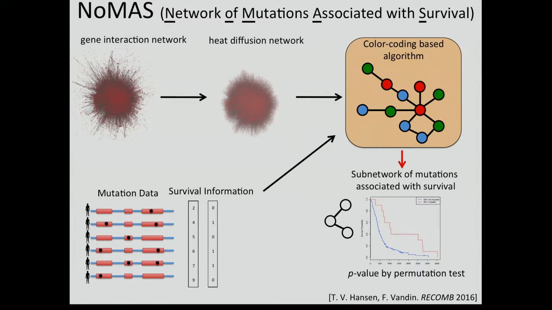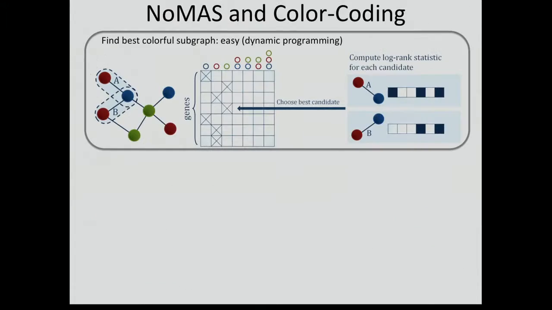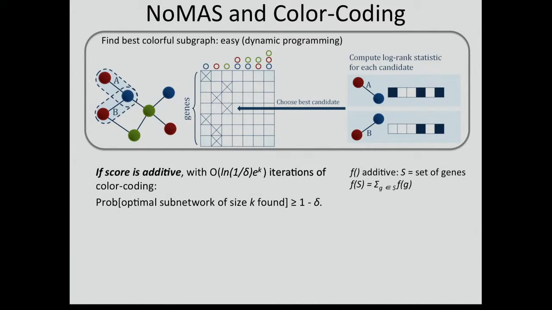OK, as pointed out by JP, when I said before that given a coloring of the graph, finding the best colorful subgraph is easy, I was actually cheating, in the sense that this is true only when the score is additive. So only when the score for a set of genes is given by the sum of the scores of the single genes.